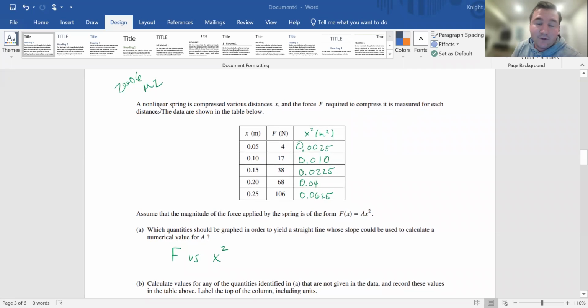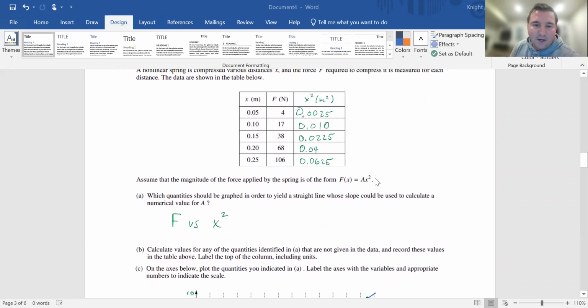A nonlinear spring, so this doesn't follow Hooke's law, which is interesting, is compressed various distances x, and the force required to compress it is measured for each distance. Data shown in the data table below. I've already started filling it out. You can see that there, but we had our x values and our force values.